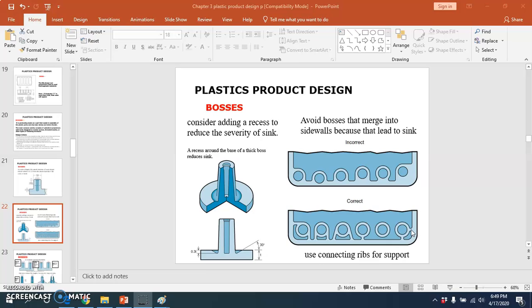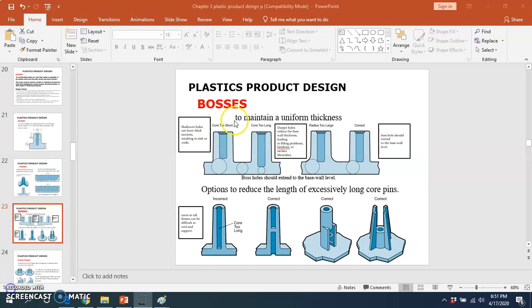Consider using an open boss design for bosses near a standing wall. Normally the boss hole should extend to the base wall level even if the full depth is not needed for assembly, in order to maintain a uniform thickness. Shallower holes can leave a thick section resulting in sink or void. So this is not good. And if we use a core that is too long, a deeper hole reduces the base wall thickness, leading to filling problems, nick lines or surface blemish.